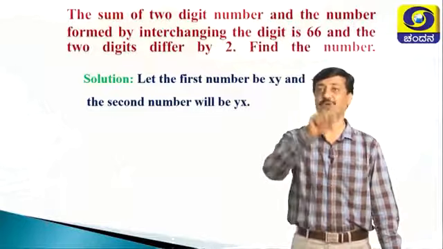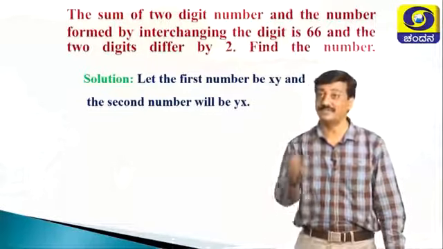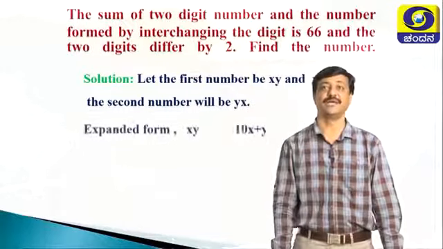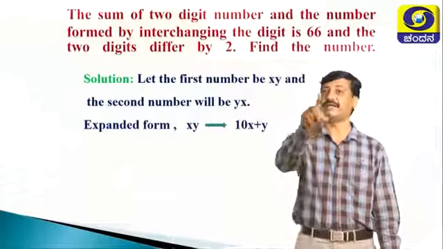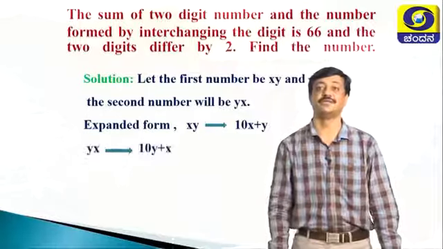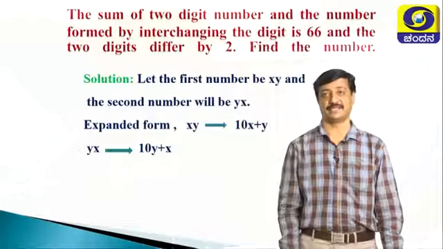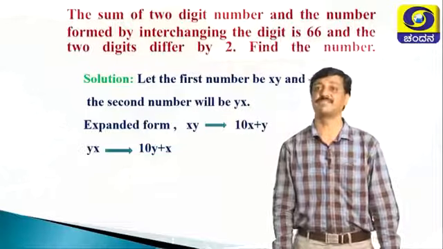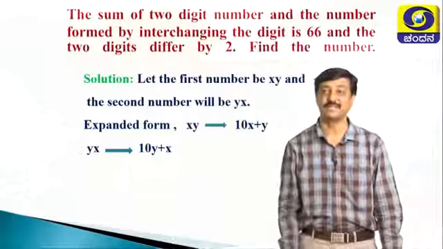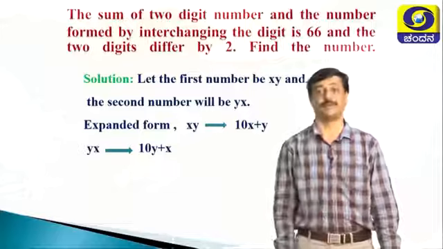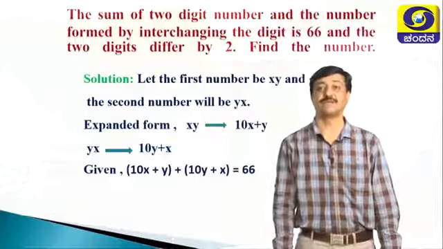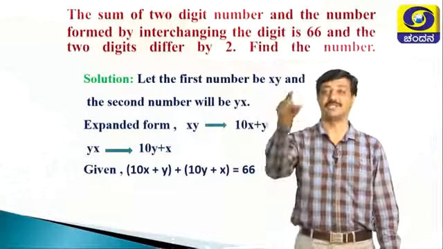We have to add both the numbers, first number and second number, after writing them in expanded form. You can write xy in expanded form like 10x plus y. In the same way, write the second number in expanded form, it becomes 10y plus x. According to the first statement, you have to add both the numbers. After adding their expanded forms, 10x plus y plus 10y plus x equals 66.